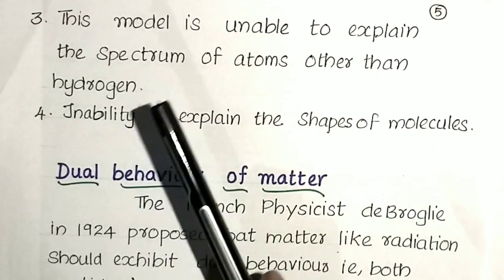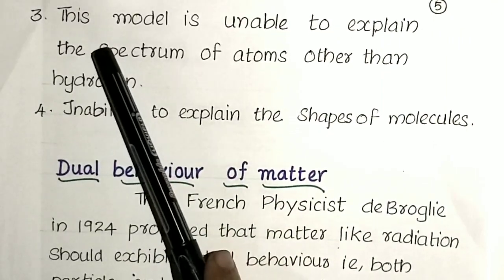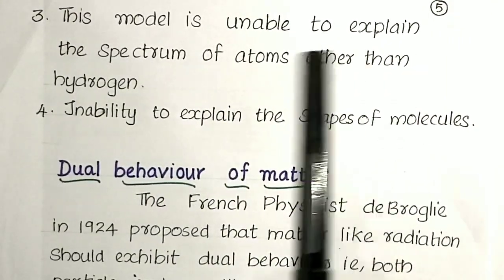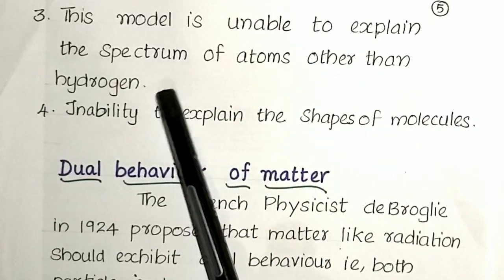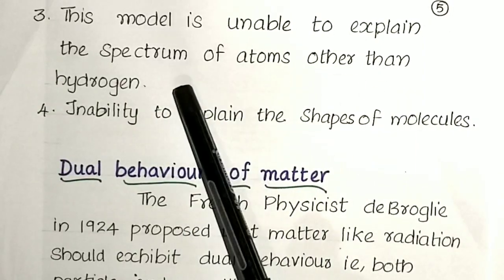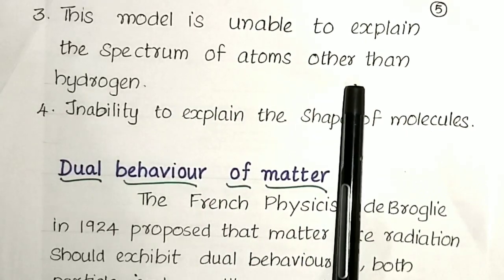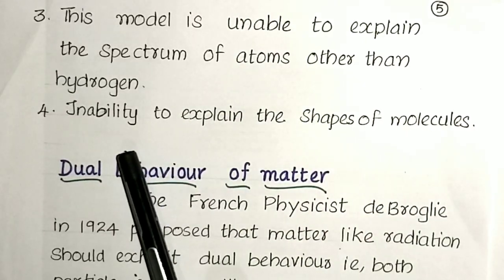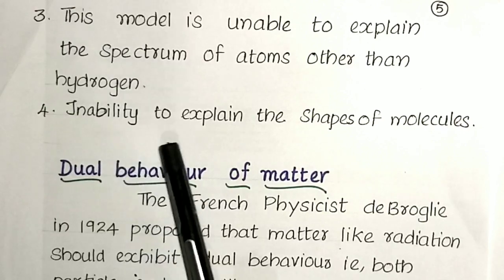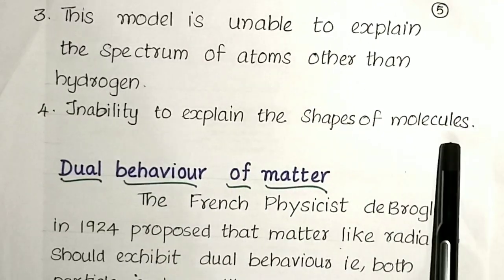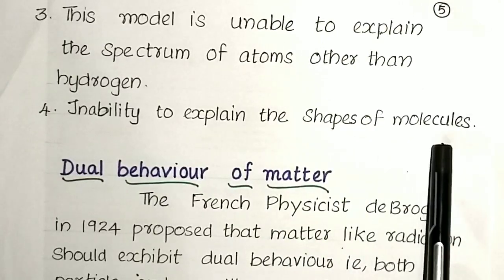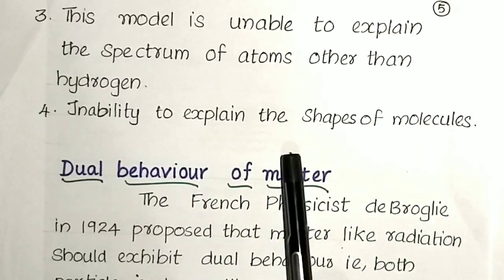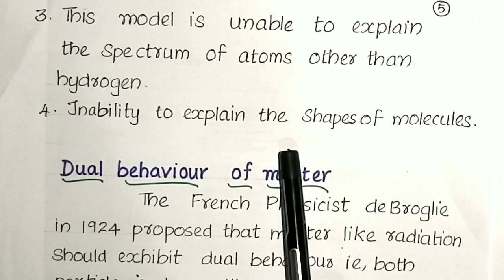The next demerit of the Bohr atom model is that this model is unable to explain the spectrum of atoms other than hydrogen. Only hydrogen atom spectrum could be explained by this model. Then the fourth demerit is the inability to explain the shape of molecules. This theory could not explain the shape of molecules.